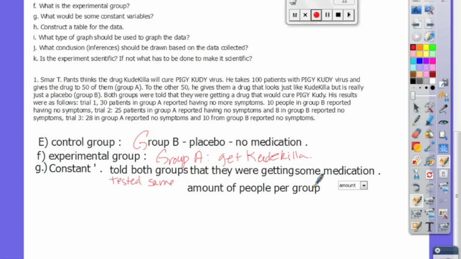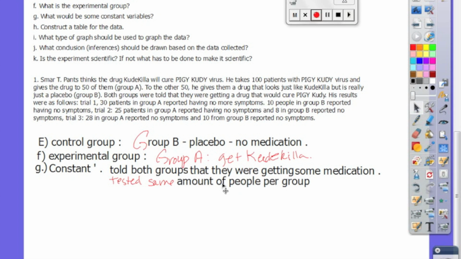Okay, good. Those are at least some examples there. There's much more, but we're just going to keep it kind of basic here. Now H.